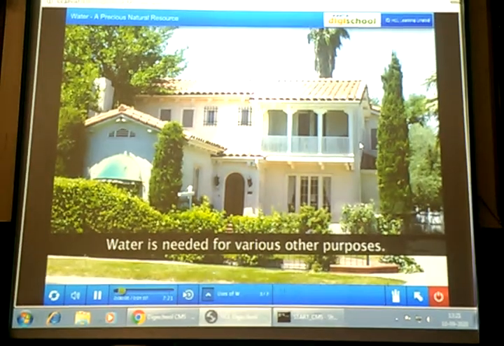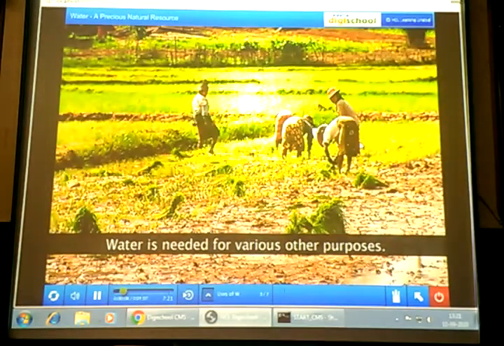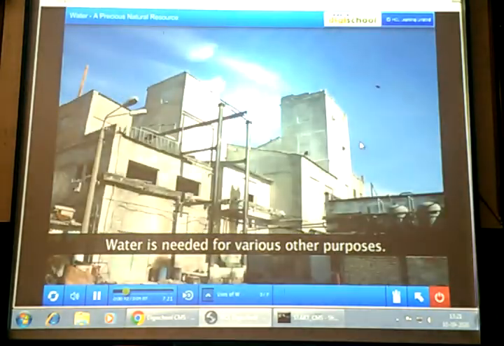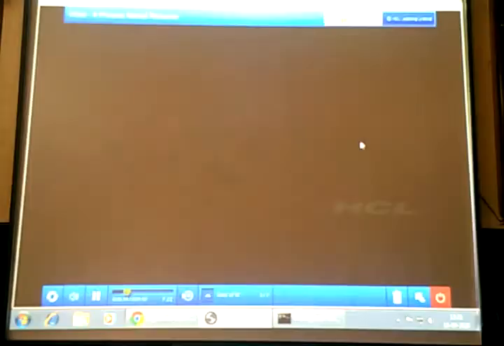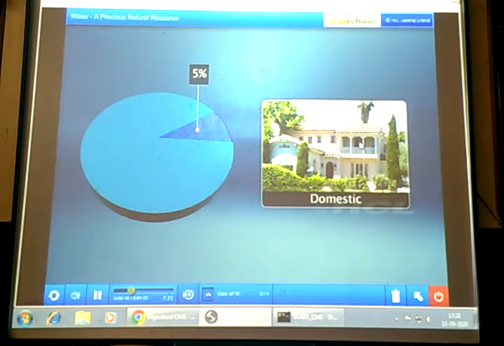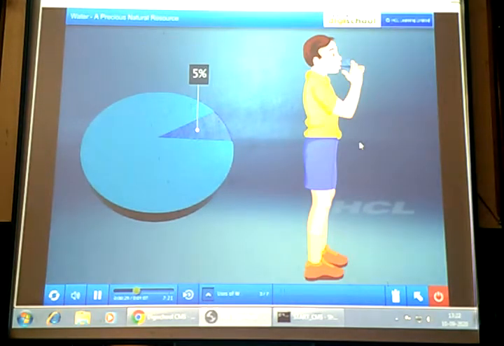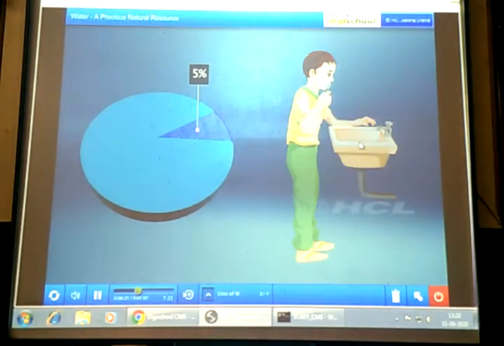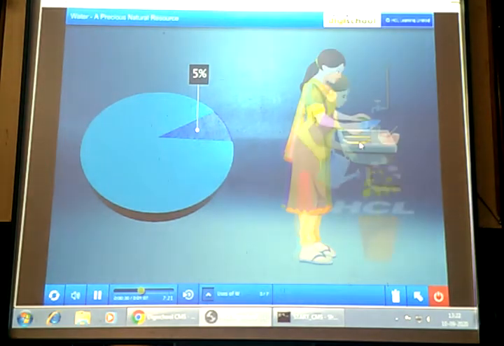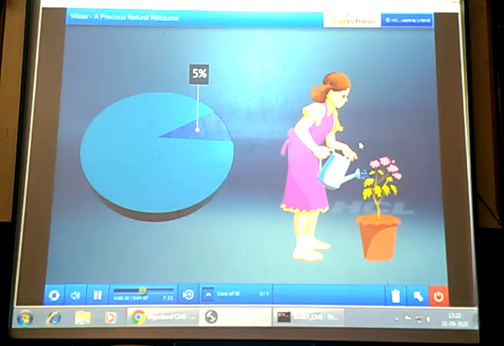Besides being essential for life, water is needed for various other purposes. About 5% of the total water is used in personal and domestic activities. These include drinking and personal hygiene, cooking, household cleaning, and other domestic needs.